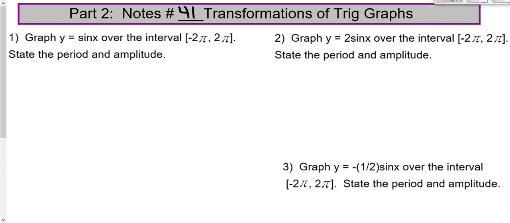So if you're looking at transformations of trig functions, they work exactly the same way as they worked with exponential functions, polynomial functions, quadratic functions, linear functions, absolute value functions, and on and on and on. So that means that you already have the knowledge you need to be able to do transformations of trig graphs.